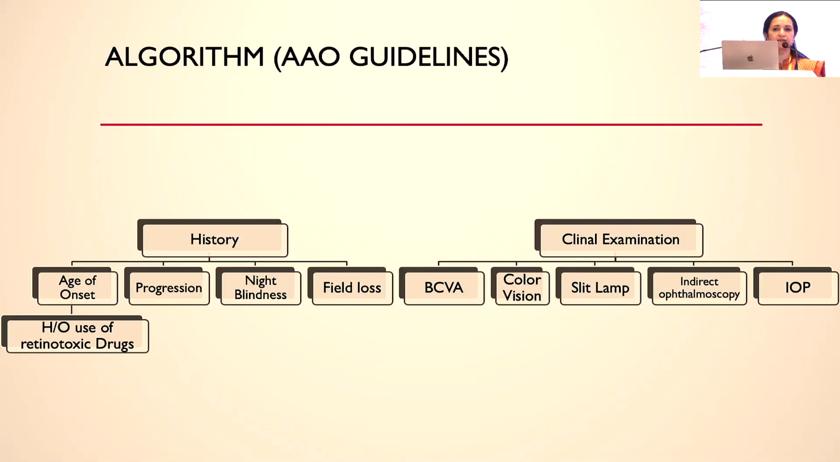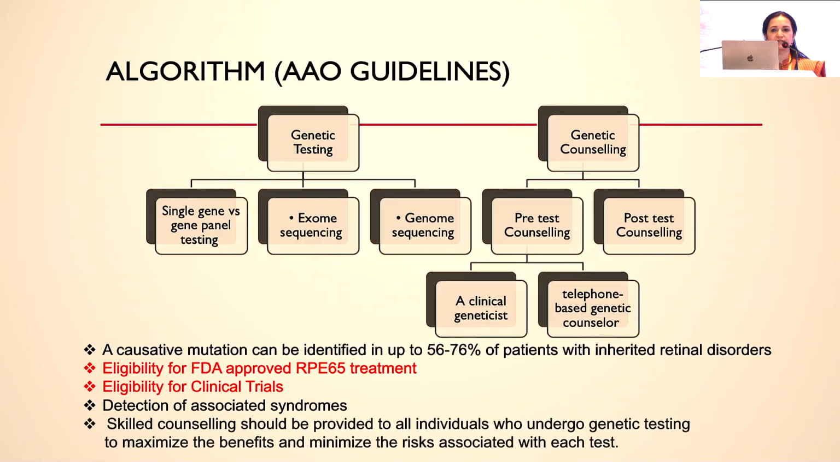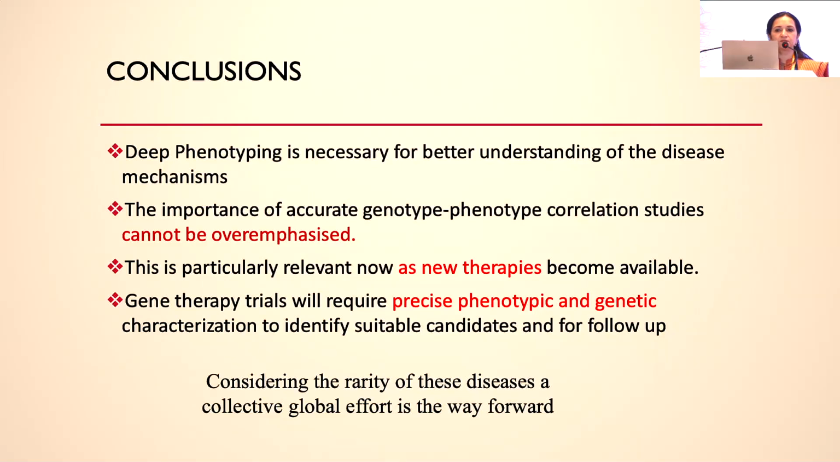So this is my final algorithm: history and clinical examination should be done, followed by proper imaging techniques and functional assessment. Finally, genetic testing and counseling for these patients, to look for eligibility for clinical trials, which may happen more and more in the near future. So the importance of genotype-phenotype correlation cannot be overemphasized.